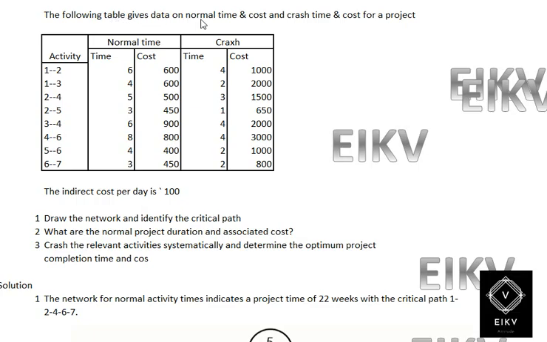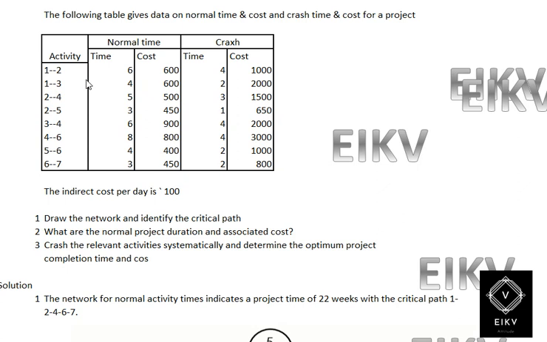So in this illustration the following table has been given on the data of normal time and cost and crash time and crash cost for the project. So here we have activity and then normal time and normal cost, crash time and crash cost has been given. 1 to 2 activity, the time duration is 6 and if it is crashed it will be reduced to 4 but the cost will be 1000.